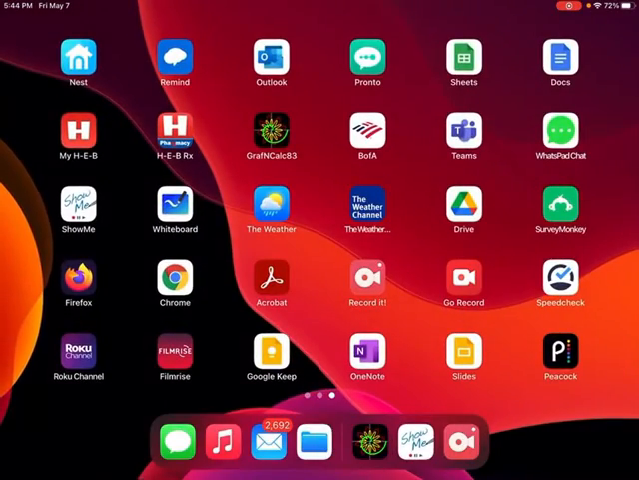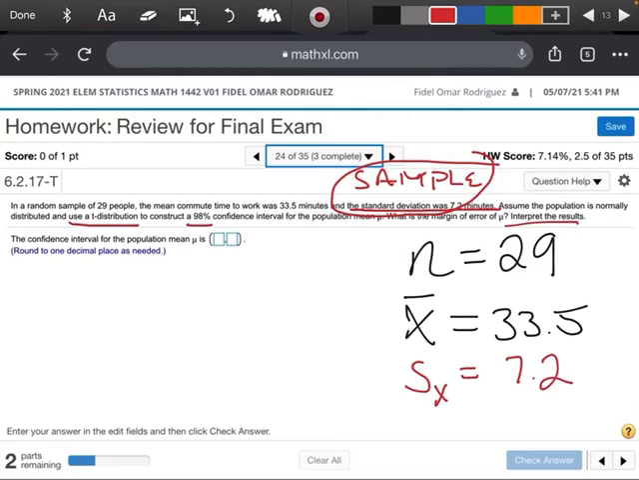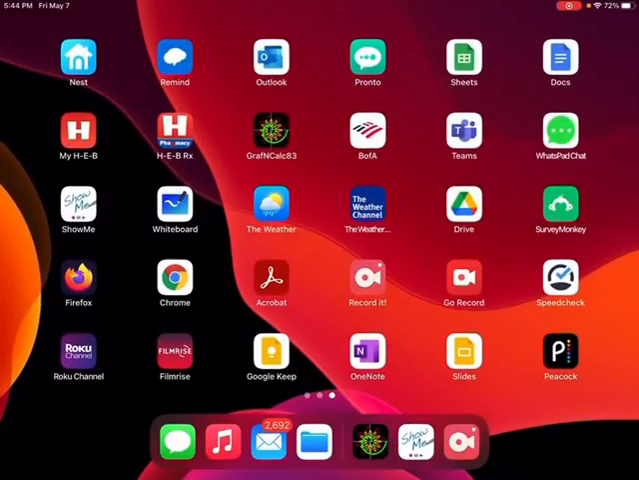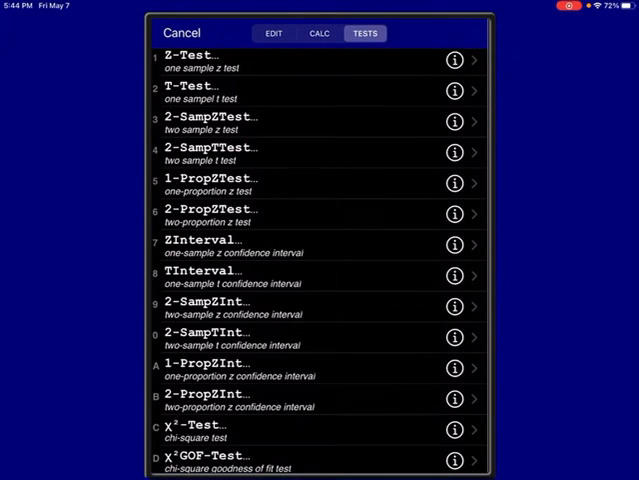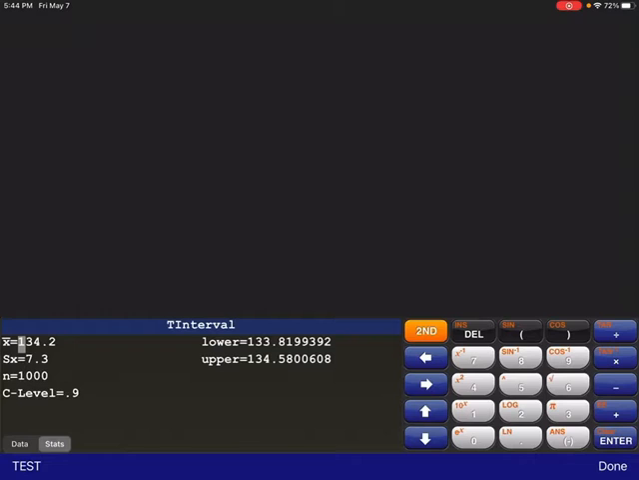So I'm going to use my calculator here, y'all. Let me make sure I just have my numbers. These are the numbers that I need. Okay, so I'm going to grab my calculator here. I'm going to go to stat. I'm going to go to test. And it's telling me to use a t-interval test. So I'm clicking that one right there.